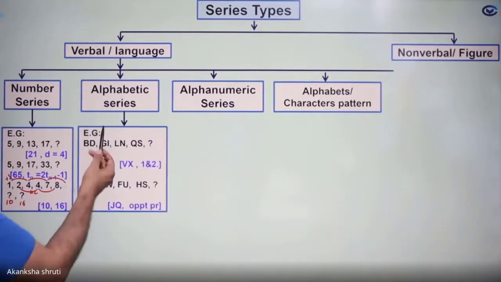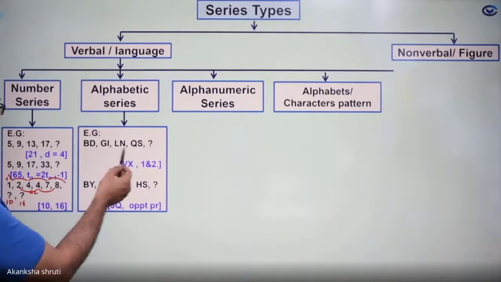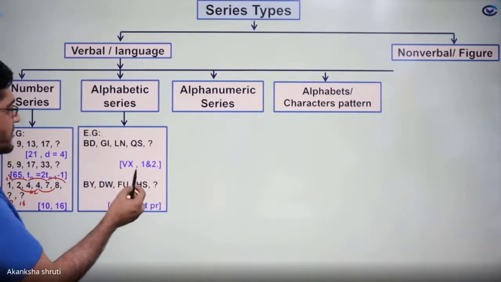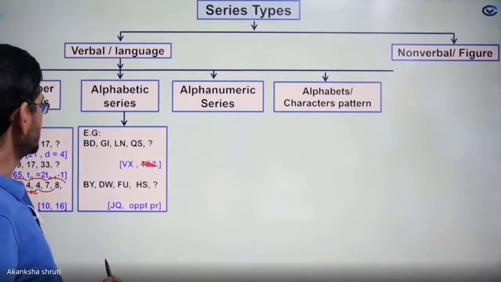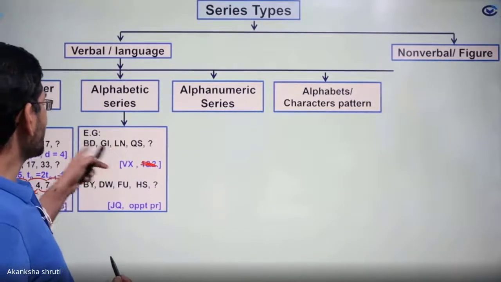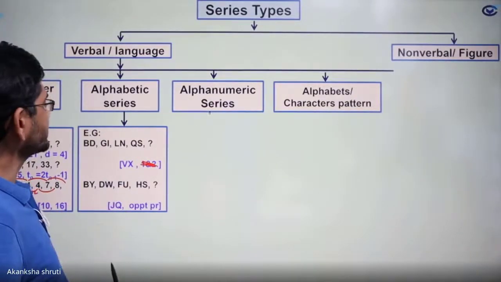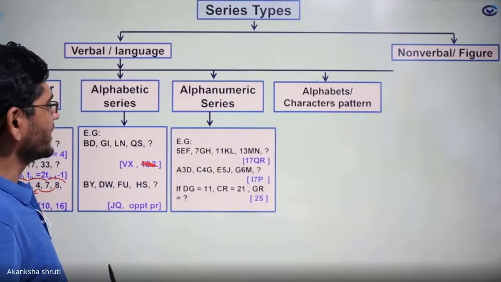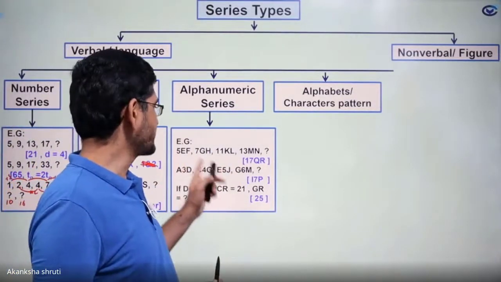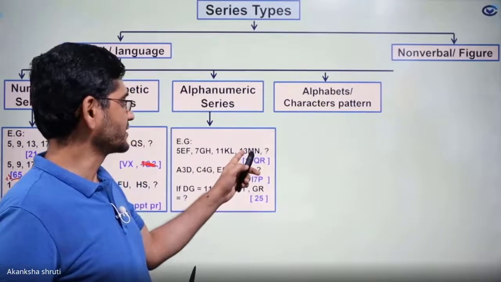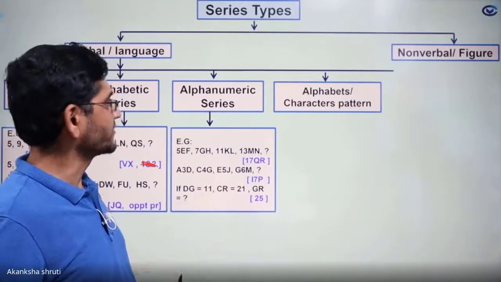The other was alphabetic series, where alphabets have to be looked at in terms of numbers, and these numbers finally have to be written in terms of alphabets. These are opposite pairs with the shifting that we have learned. Then alphanumeric, where alphabets and numbers both are present. So we have to look for the series among the numbers rather than among the alphabets. This thing we have already learned.